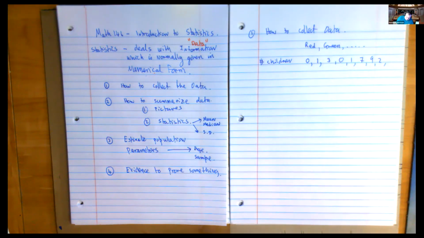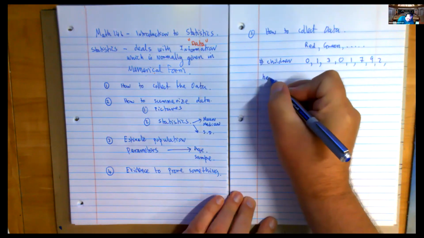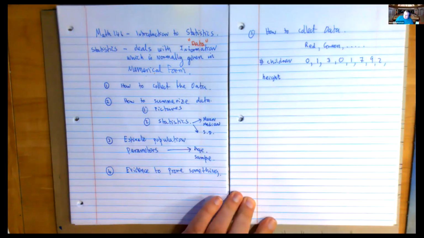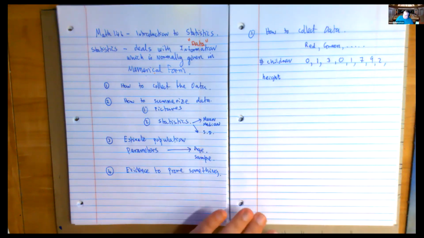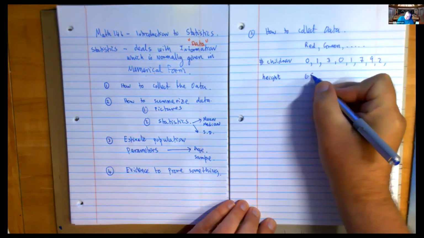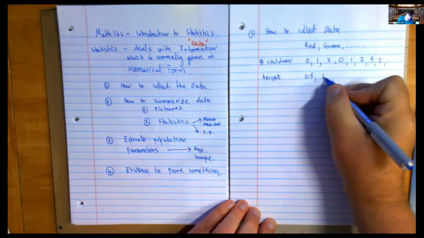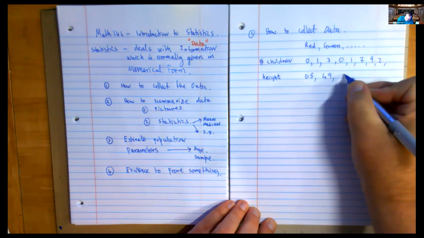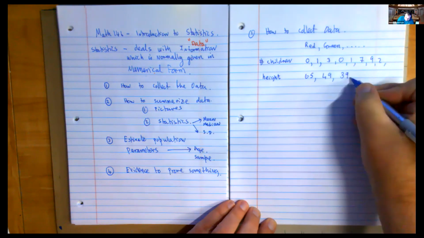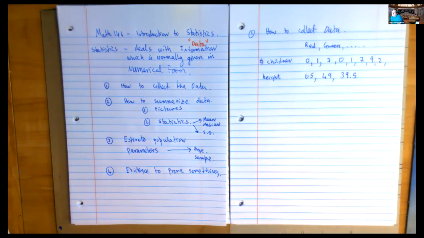And then I might ask you your height. Well, let's just make it in inches. I could be 65 inches. I could be 49 inches. Could somebody say I'm 39.5 inches? Would that be an acceptable answer that you could hear from someone? Is it okay to have decimals for your height?